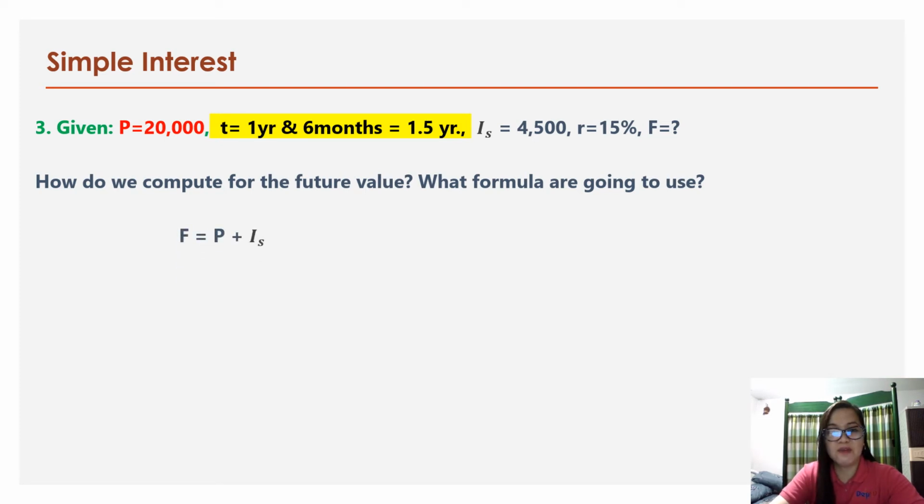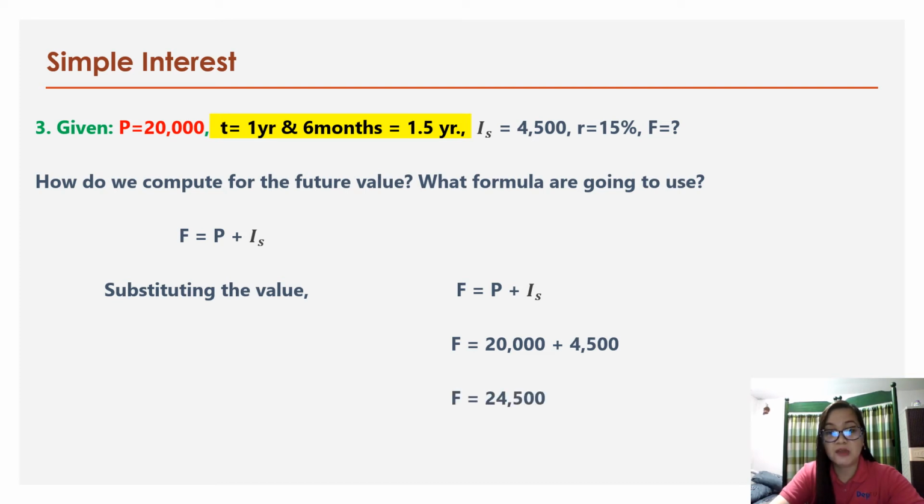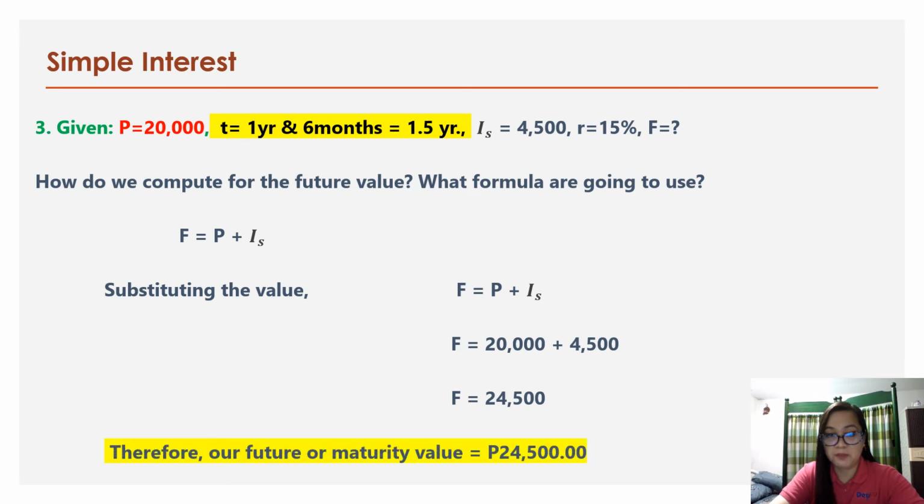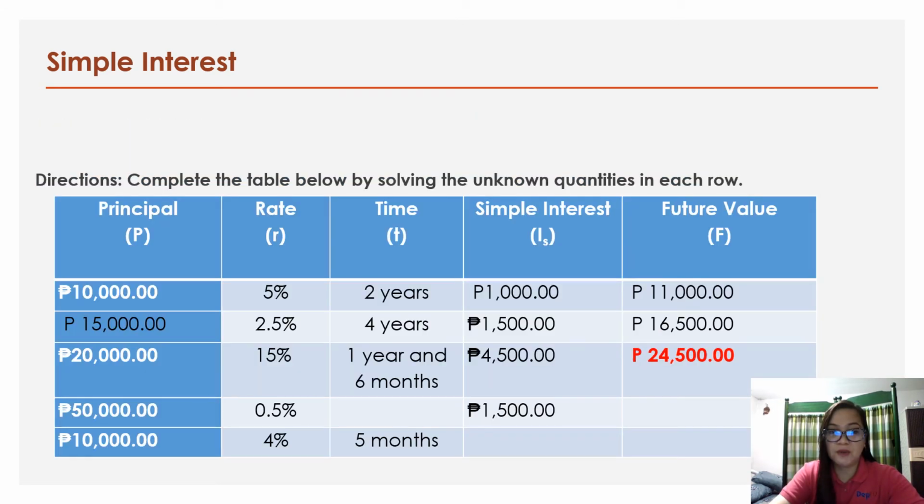Of course, again, we will use the simplest one, since P is given and I sub S is also given in the data. Substituting the value, F is equal to P plus I sub S. We will now have 20,000 plus 4,500. We will get 24,500. So therefore, our future or maturity value is equal to 24,500 pesos.